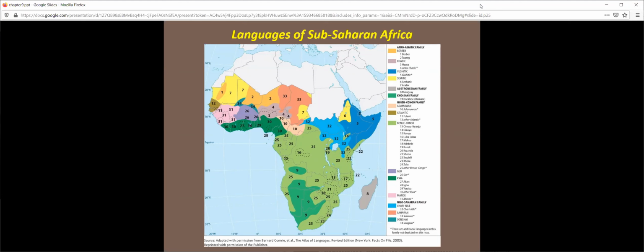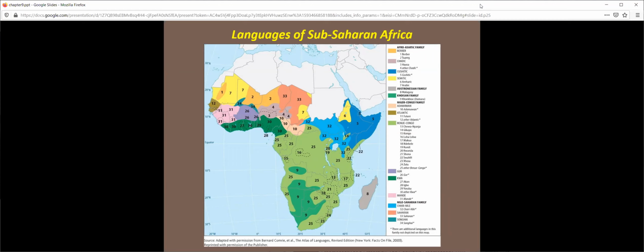Some of these languages actually are very, very old. The only word that comes to mind is archaic. That's not a 100% accurate way of defining it. But your click and your guttural languages originate here.